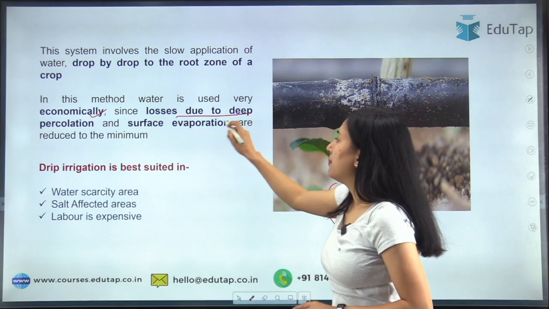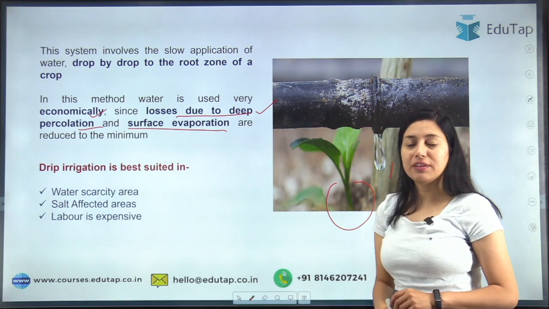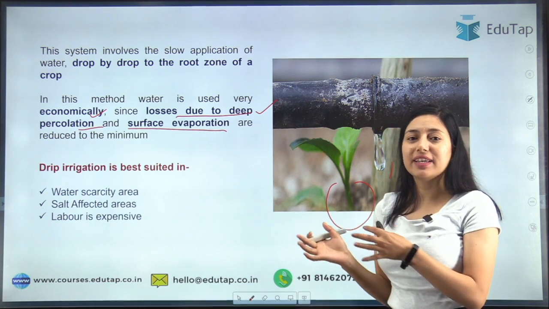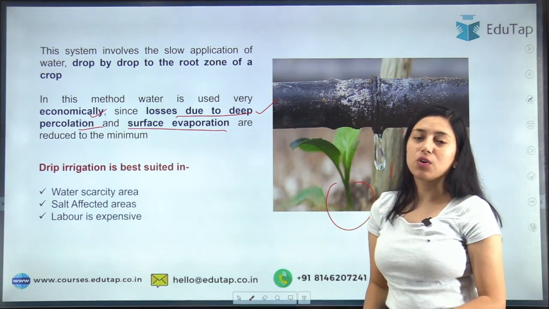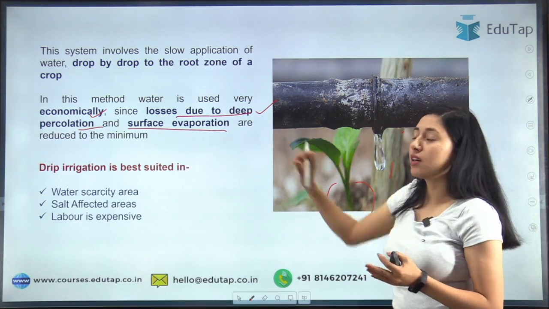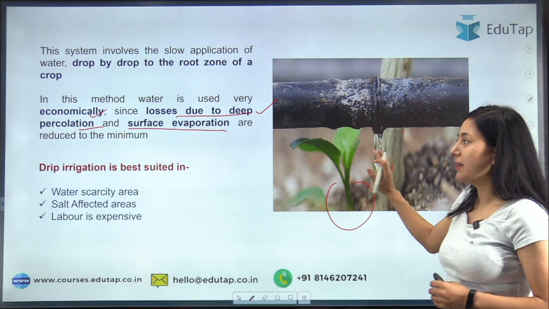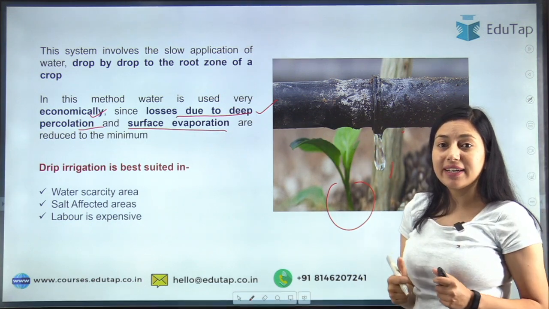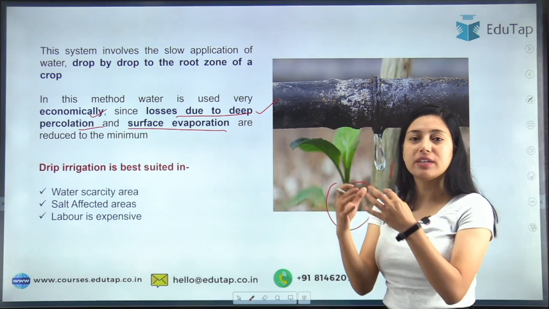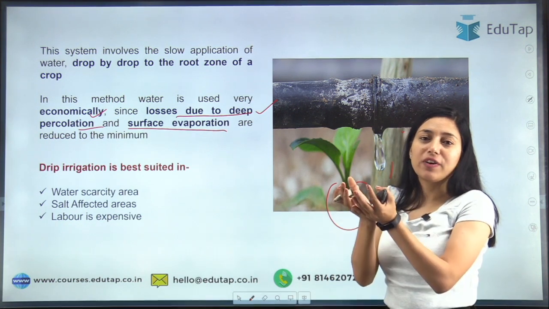Then losses due to deep percolation and surface evaporation are minimum. Now what is the meaning of this? Losses due to deep percolation. Students, sometimes our soil does not hold much water, and as we irrigate it, the water goes deep down in the soil. Our soil does not hold much water for the root system. So that is losses due to deep percolation. In your micro irrigation, in your drip system, what is happening? Your deep percolation losses are prevented. How? Because you are just focusing on the root zone, and whenever you apply water to the root zone, it is simultaneously absorbed by the soil and provided to the root zone.